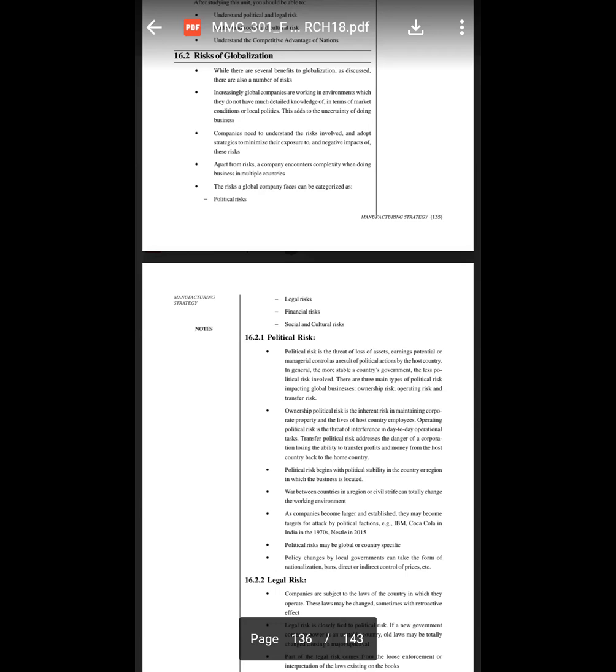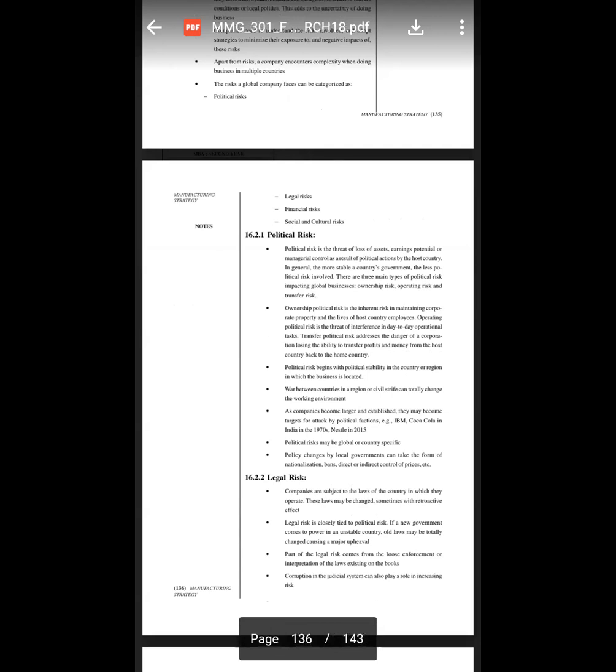There are three main types of political risks impacting the global business: ownership risks, operating risks, and transfer risks. Now see, they have also given some areas of political risks. Political risk begins with the political stability in the country or a region in which the business is located.